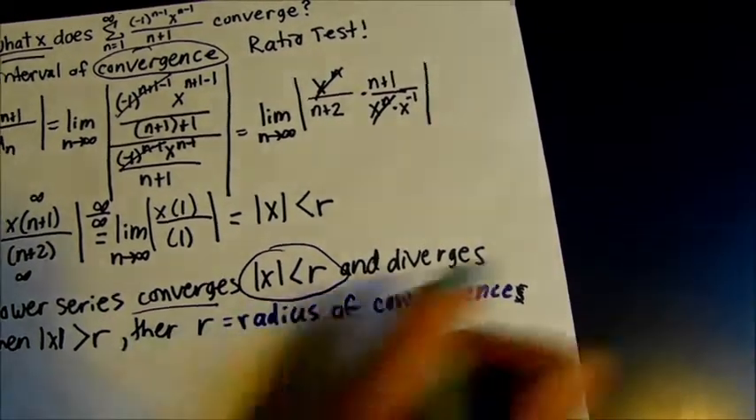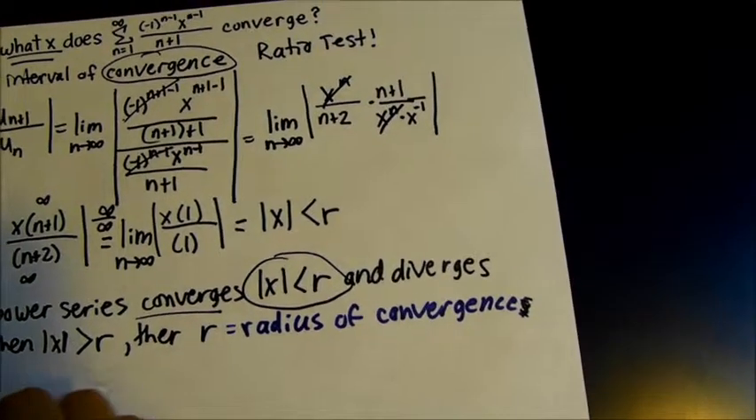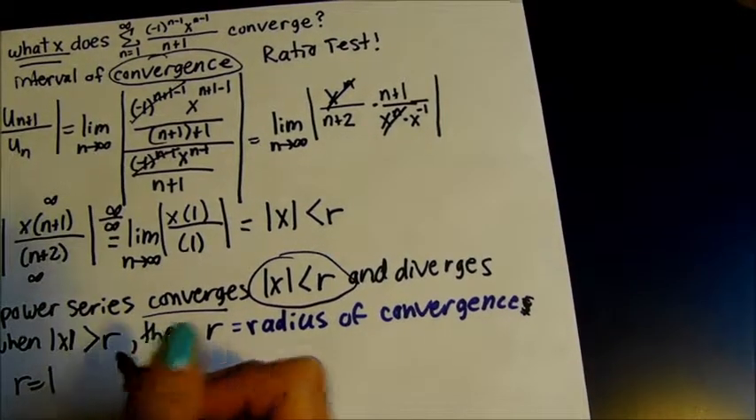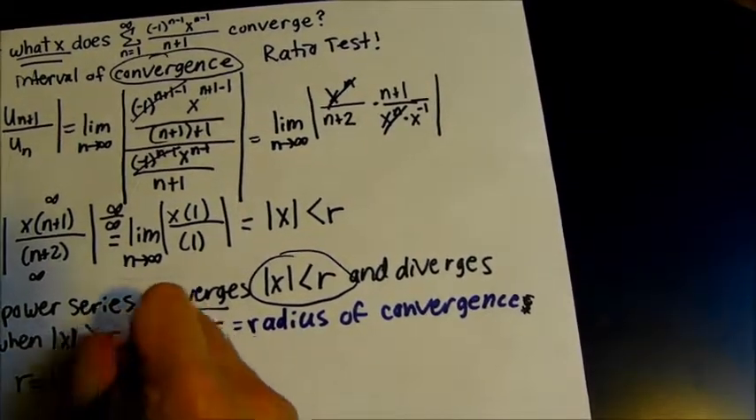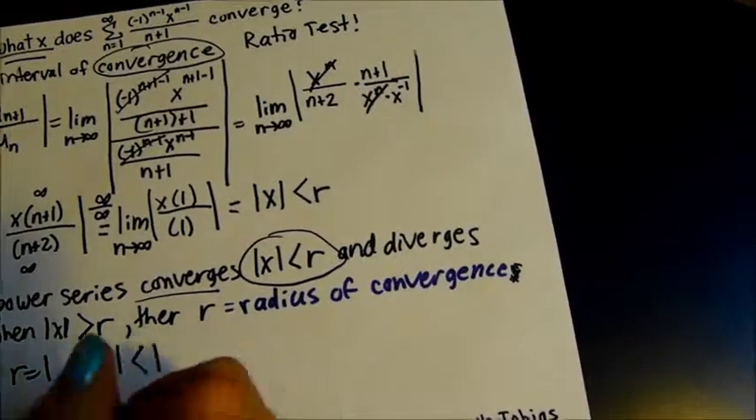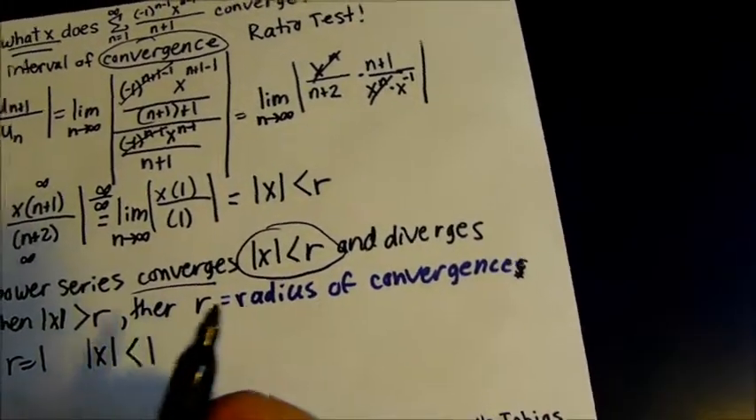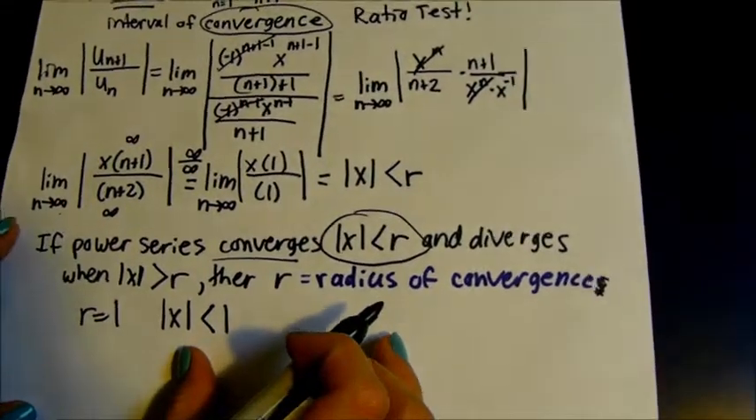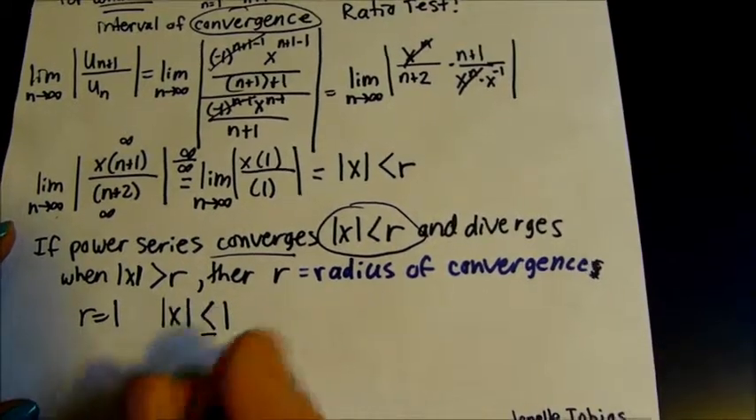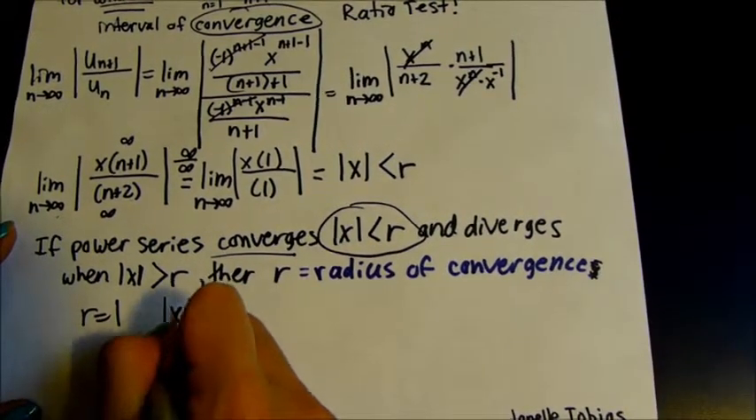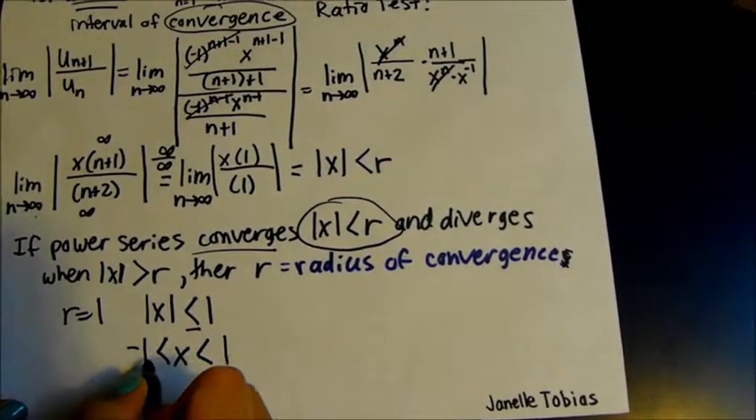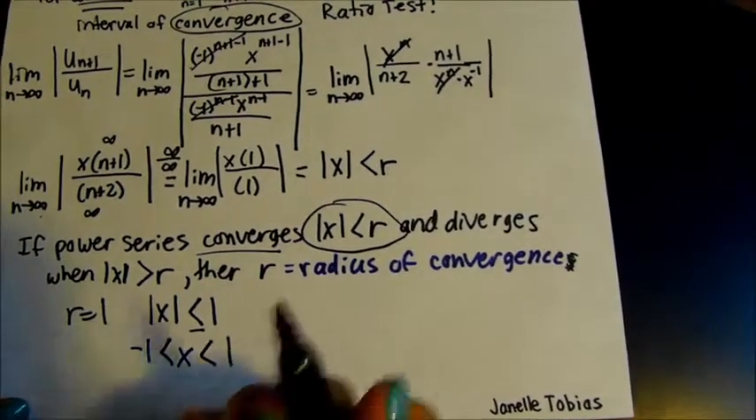I can't spell today. Sorry. Okay. So here for this problem, our radius is 1. So we want the absolute value of x to be less than 1. And we have to check our endpoints also, because if it converges at the endpoints, then it will be less than or equal to, because this is the same as -1 is less than x is less than 1. And so if it converges at these points, it's going to be equal to, but we have to check that first.